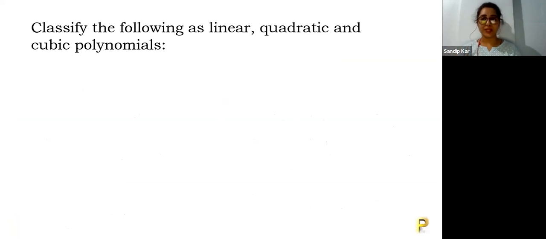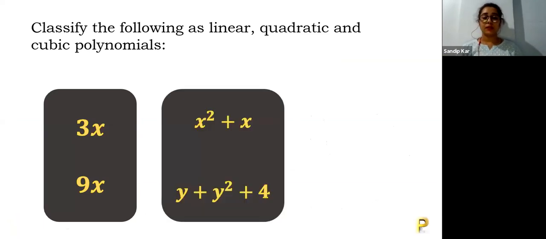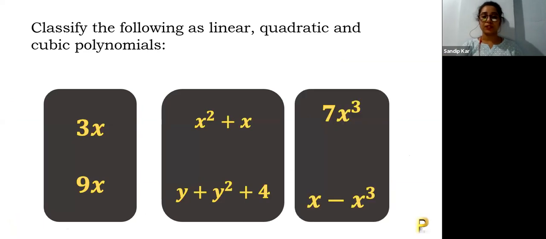Here I have some questions for you again. Classify the following as linear, quadratic, and cubic polynomials. Be clear with that, on what basis you have to answer the question. So here are your questions: 3x and 9x, 2x, x squared plus x, y plus y squared plus 4, 7x squared, x minus x cube. I'll give you a minute to answer these questions. Let's see if you can find out.